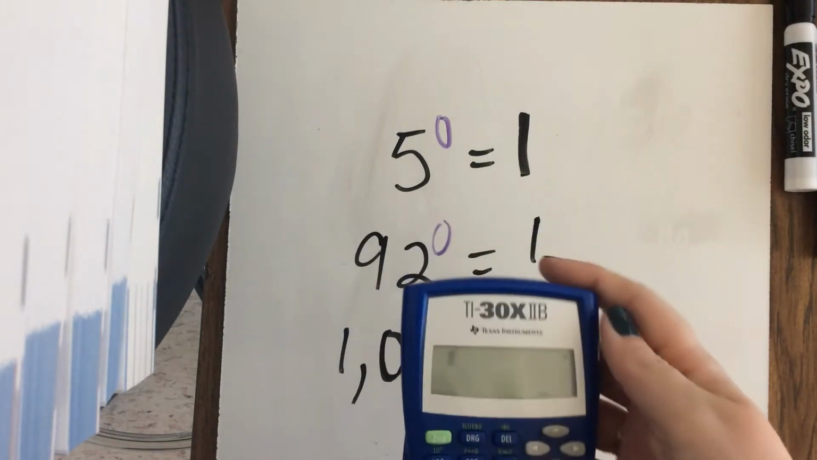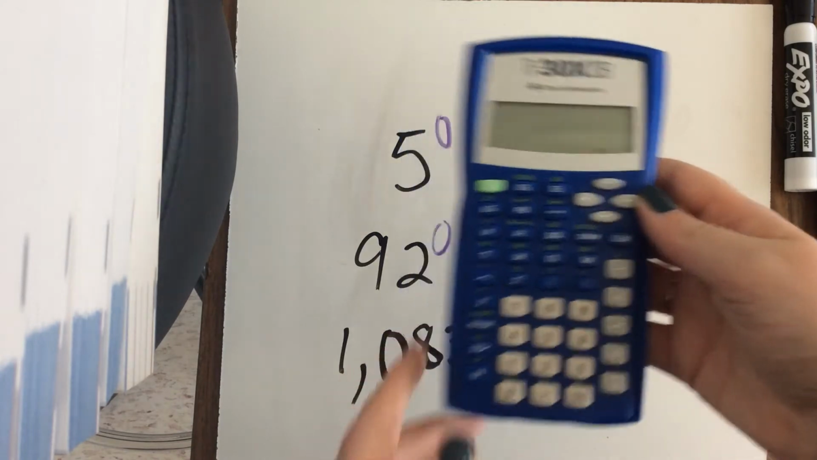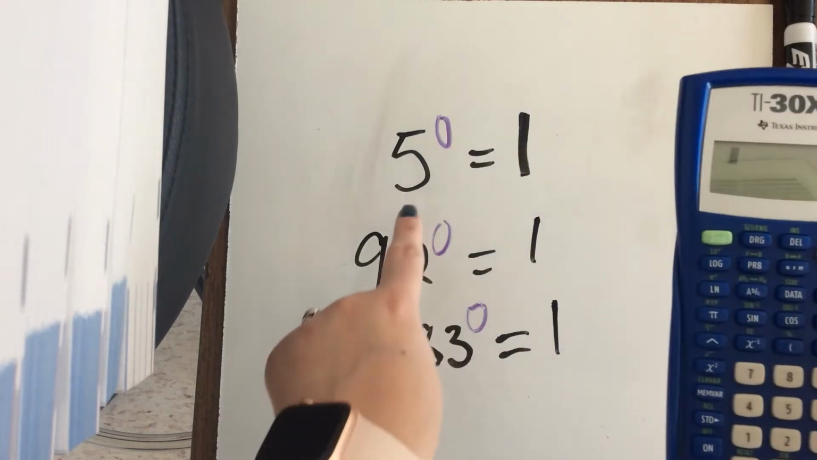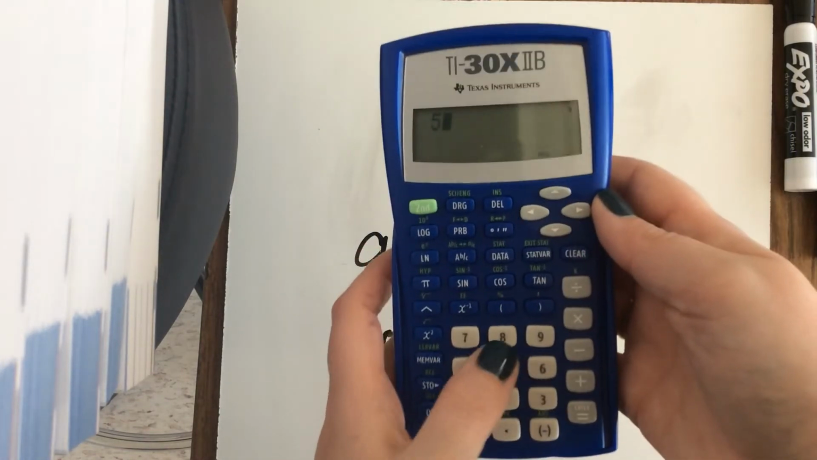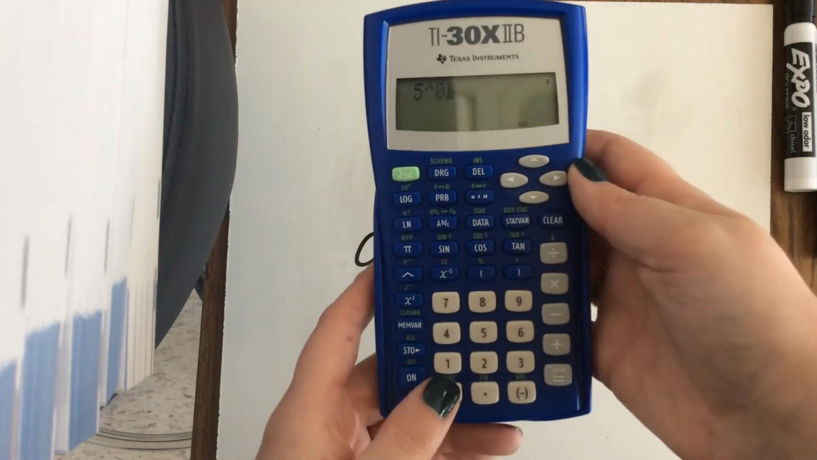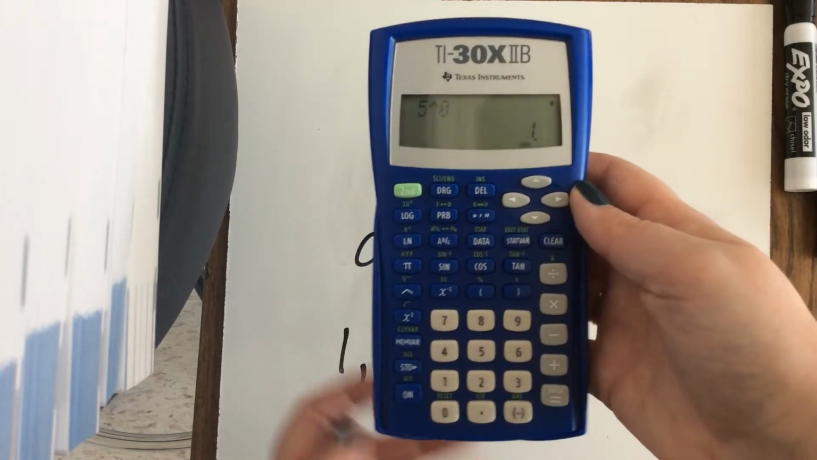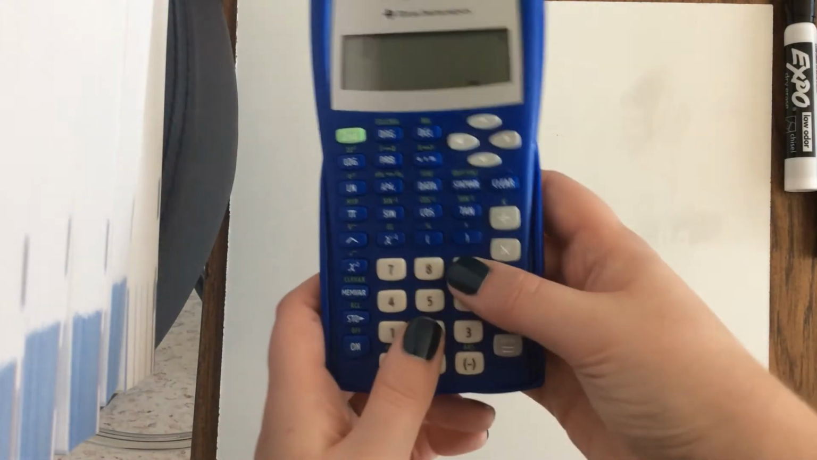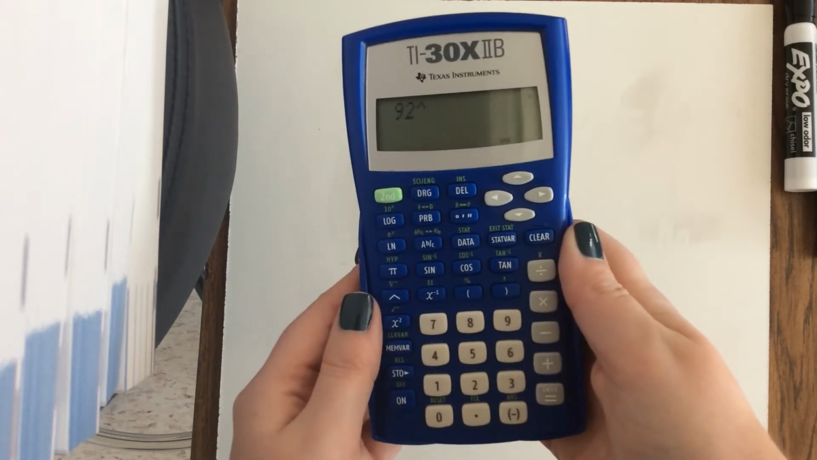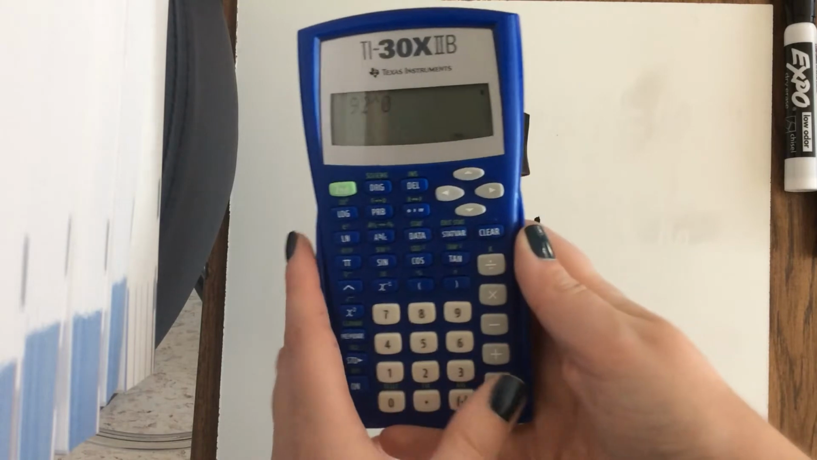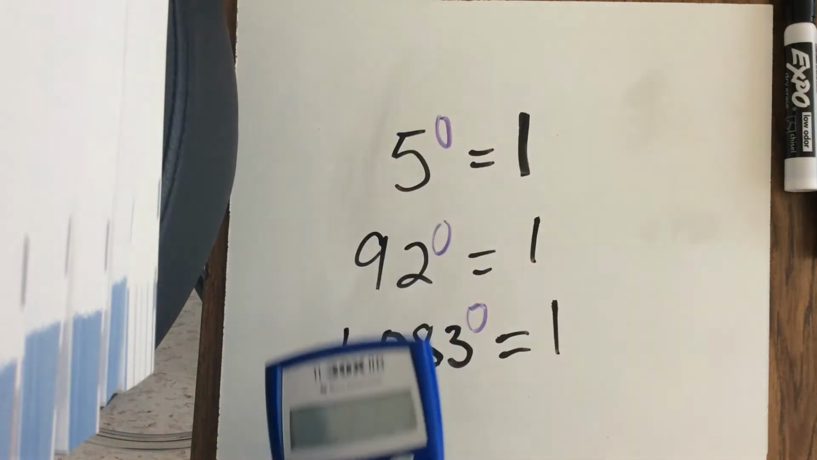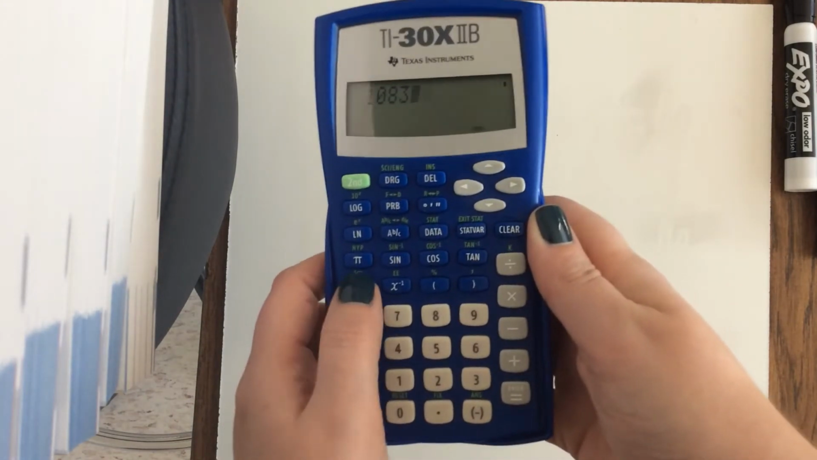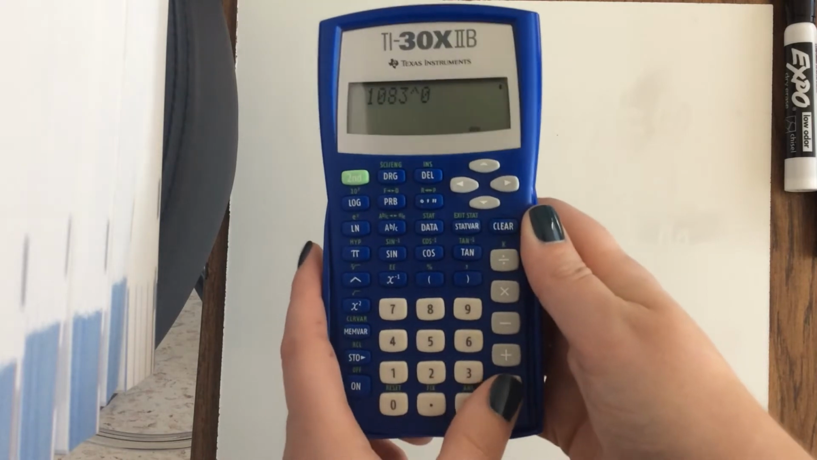So on our calculator, the way we show exponents is by using this little caret button right here. So if I want to do 5 exponent 0, I'm going to type in 5 caret 0 equals 1. Okay, and that's what we had, so that's good. So let's try 92 exponent 0. So 92 caret exponent 0 equals 1. Let's try our last one. 1083 caret 0 equals 1.